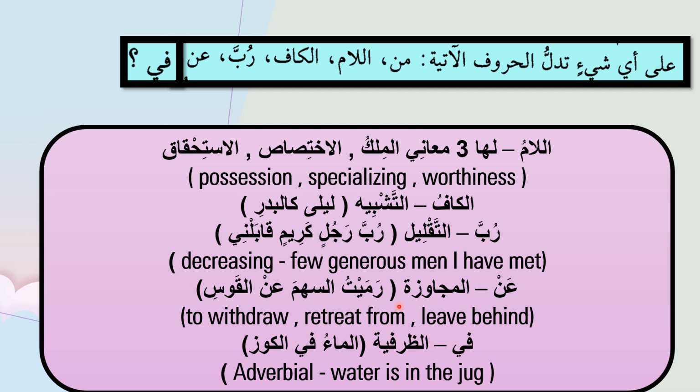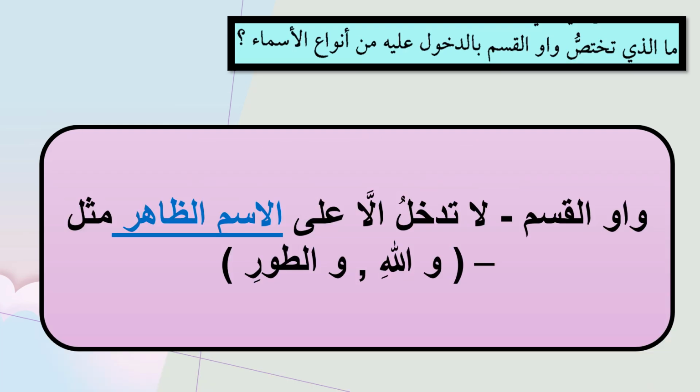The way you pull the string of the bow, that means you are retreating, and when you leave it, the arrow shoots up. So an is al-majawaza, and fi is zarfiya. Zarfiya, adverbial, and that means it shows the place. Zarf, makan. Ma'u fi al-kuz means the water is in the jug. Let's do the next question.